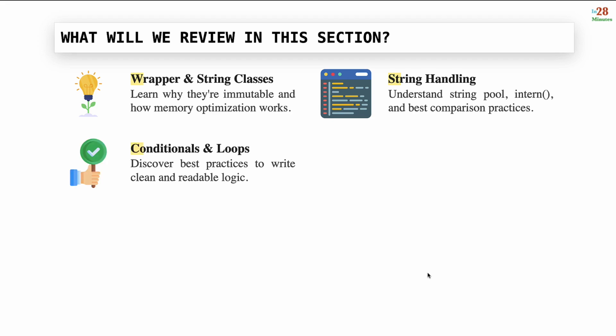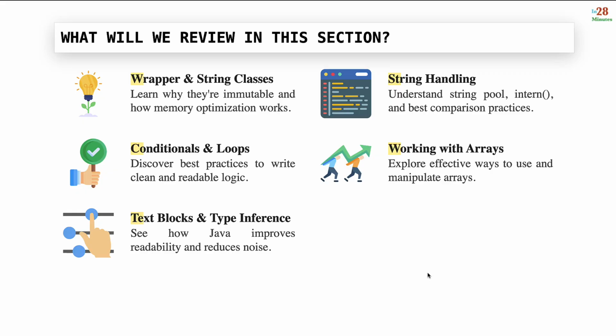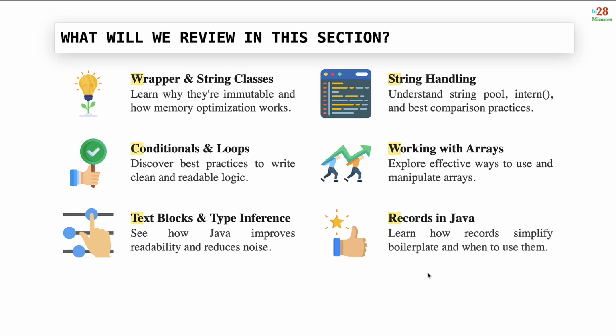We will also look at conditions and loops. We will discover best practices with writing clean and readable code. We'll also look at how you can work with arrays. We will explore effective ways to use and manipulate arrays. We will look at how Java improves readability and reduces noise with text blocks and type inference. We will also explore the new feature records in Java. We will learn how Java records simplify boilerplate and when to use records.